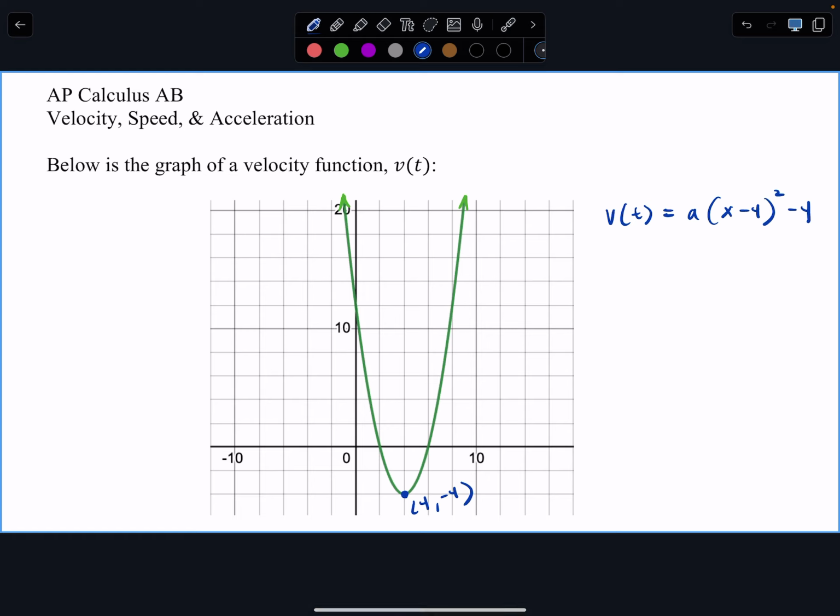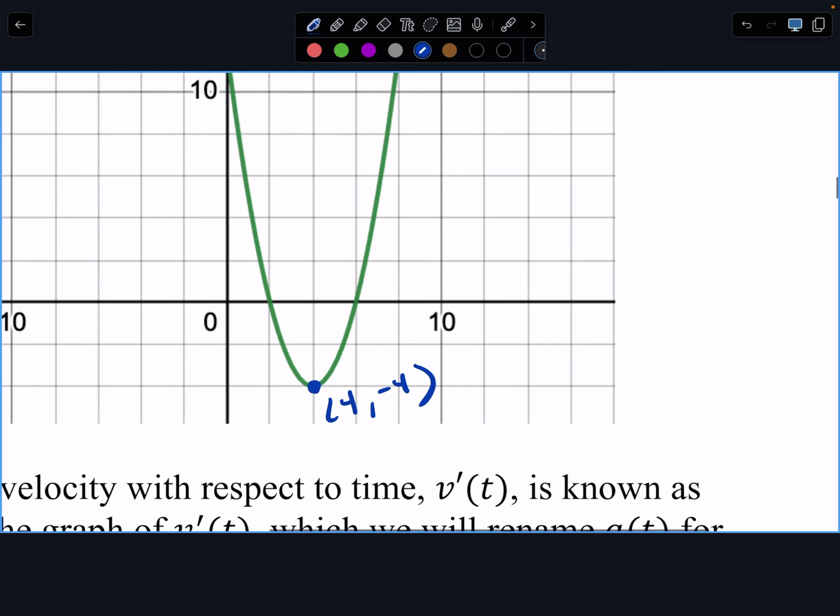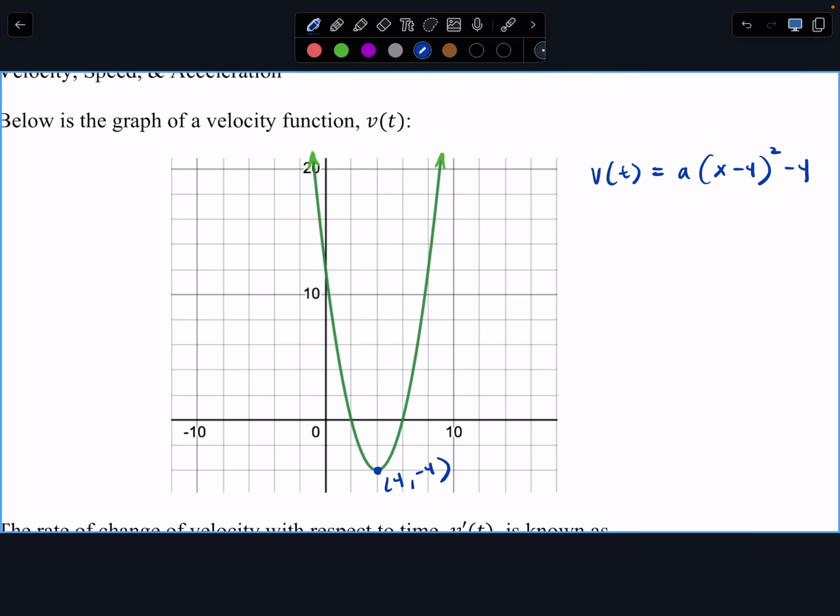From a transformation perspective, like you said, Jake, or from an algebraic perspective, you could think about solving for what a would be. From transformations, if we go to the left 2 and up 4, that's a point on the parent function x squared. So there has not been any sort of dilation, meaning a would be equal to 1.